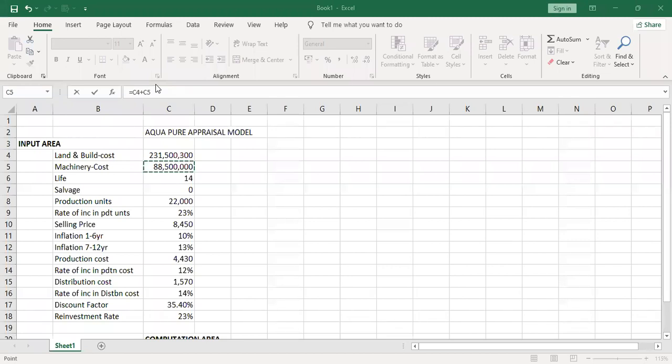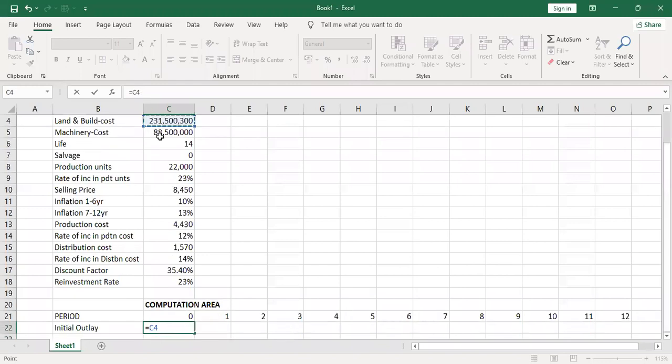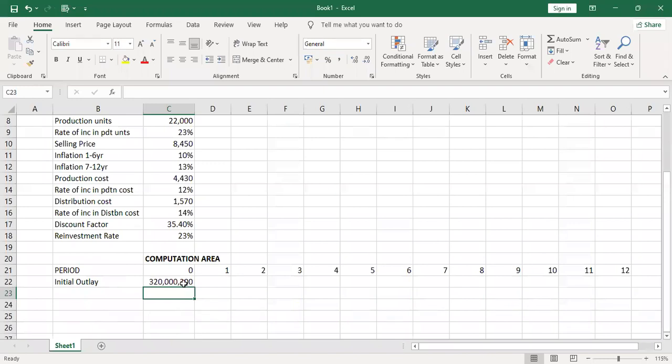Press enter. After adding up those two values, you press what? You press enter. I've said you bring the cursor down here, press equals, click on land and buildings at cost plus machinery cost, and then you press what? You press enter. So that is the value of your initial outlay when you combine the machinery and the land and what? And buildings.